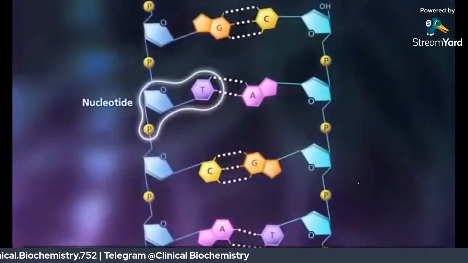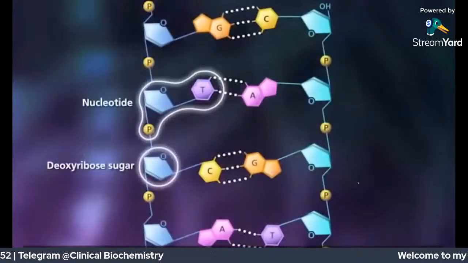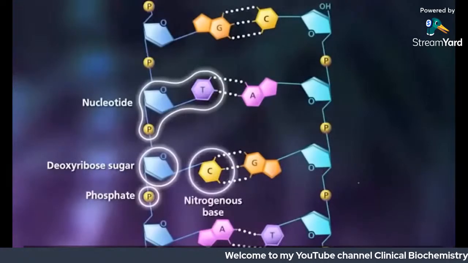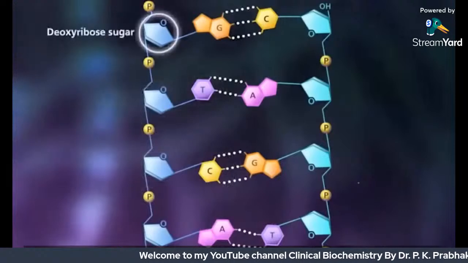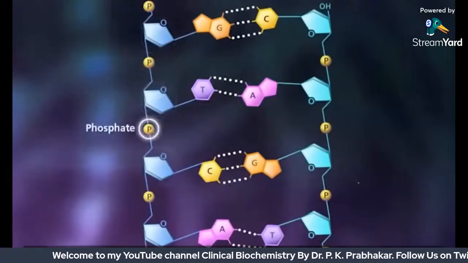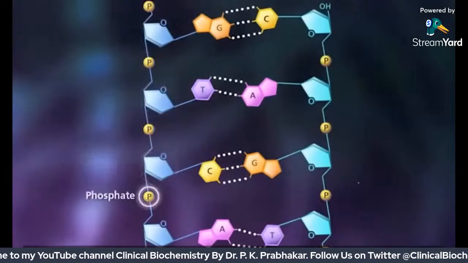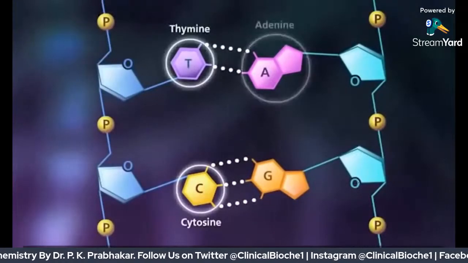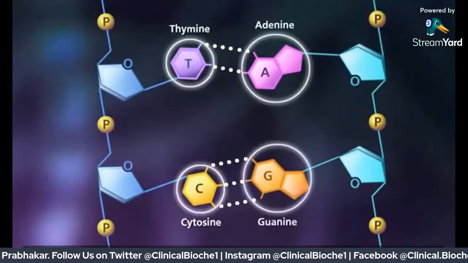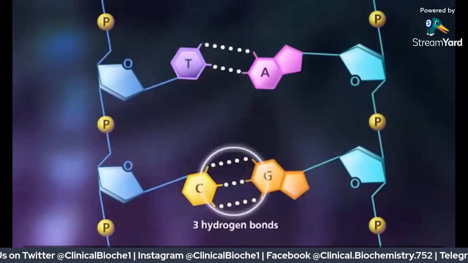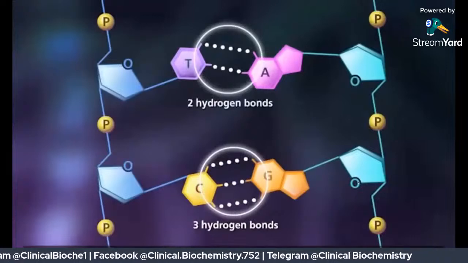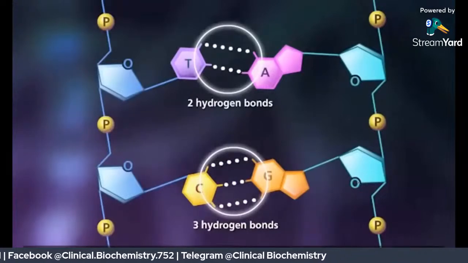Nucleotides are molecules that consist of a deoxyribose sugar, a phosphate, and one of four nitrogenous bases. The phosphodiester backbones consist of alternating sugar and phosphate groups. The nitrogenous bases include cytosine, thymine, adenine, and guanine. Cytosine forms 3 hydrogen bonds with guanine, and thymine forms 2 hydrogen bonds with adenine. This is referred to as complementary base pairing.